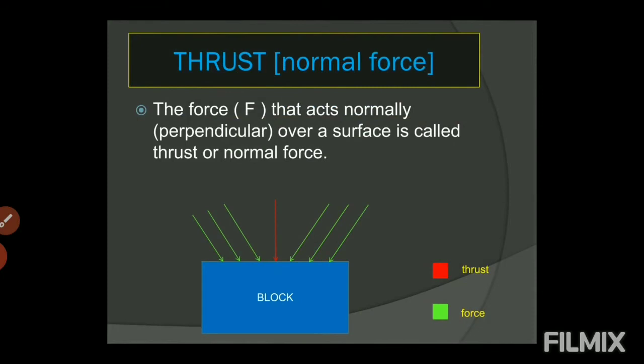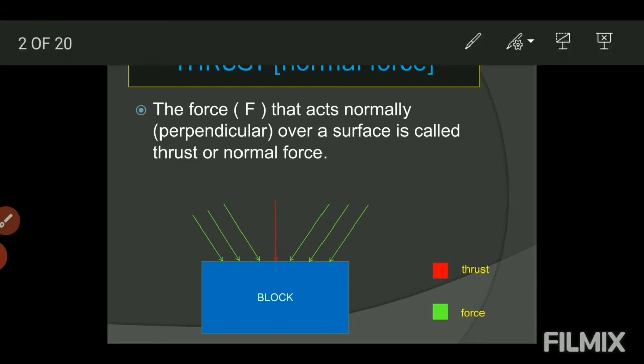Before we talk about pressure, let us talk about a new term, that is thrust. Children, though the name is new, it is the force that you have learned. But the difference is the way this force acts. The thrust is the force that acts normally over a surface. That is, it should be acting at an angle of 90 degrees. So when the force is acting at an angle of 90 degrees, it is known as thrust.